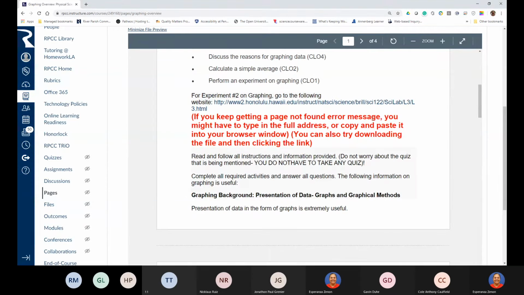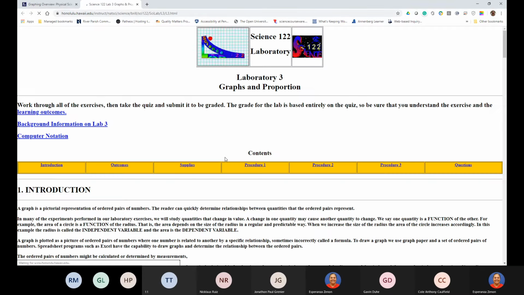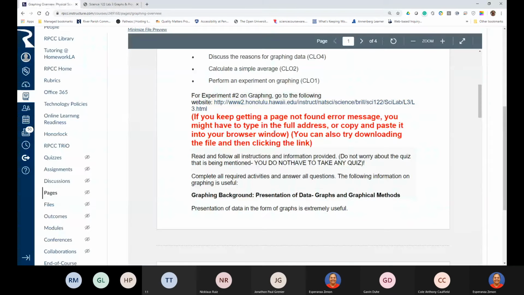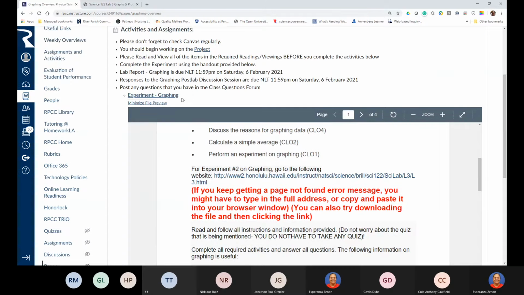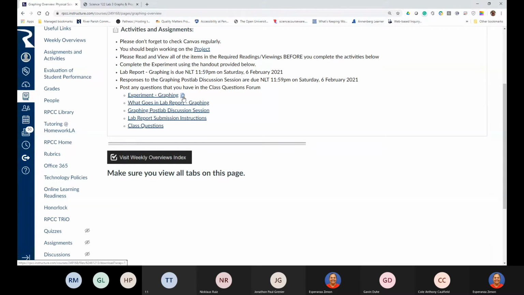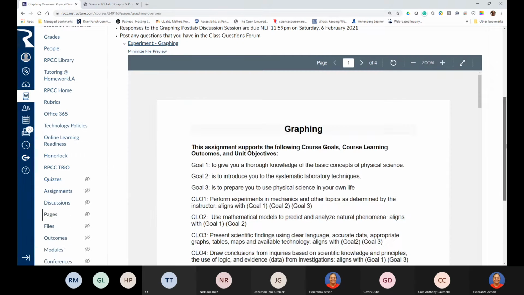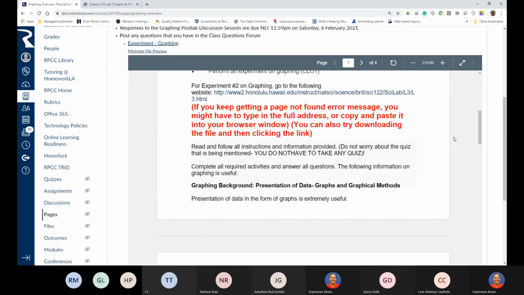And so it says here, for experiment number 2 on graphing, go to the following website. So I direct you out to a website. Okay. It says, if you keep getting an error, a page not found, you might have to copy and paste this link, or if all else fails, you might have to type it, or you can download the document. When you're on Canvas, if you click on the item instead of the little looking glass, see, clicking on the looking glass opens it up in Canvas. But if you click on the link itself, it'll download a copy. So if you have some difficulty, you might have to do that. It depends on the browser you're using. If you're using Chrome, you won't have any issue with it, okay? But I know folk use other browsers. So if all else fails, cut and paste is your friend.